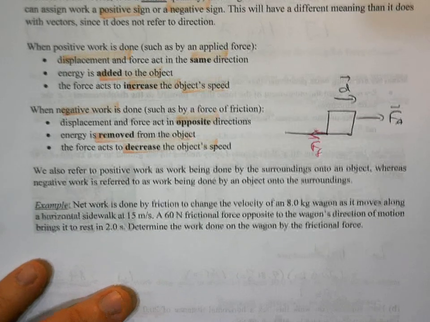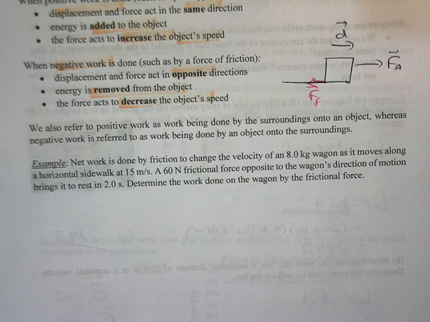So that's where we want to be mindful with the signs. When we refer to positive work, it's generally work being done by the surroundings onto an object. So if you have a box and you start to push it, you are part of the surroundings. You doing that work on the box is positive work. When we deal with negative work, that's usually done by an object onto the surroundings.